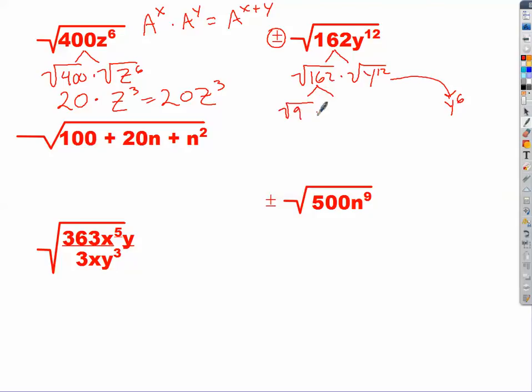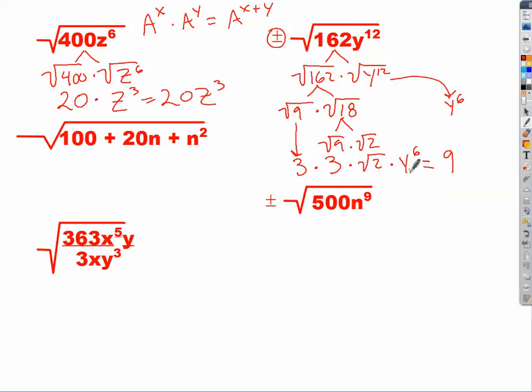So we have the square root of 9 times the square root of 18, because 18 times 9 is 162. Now 18, you're going to yell at me that there's a perfect square factor that goes into 18. What is it? 9. Okay. So this can be broken apart into the square root of 9 times the square root of 2. Well, what is the square root of 9? 3. So we have 3 times, what's the square root of 9? 3. We can't simplify the square root of 2. And then we still have this y to the 6th. So what is 3 times 3? 9. So we have 9.